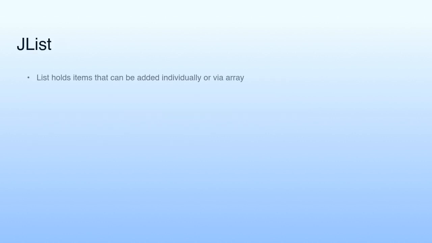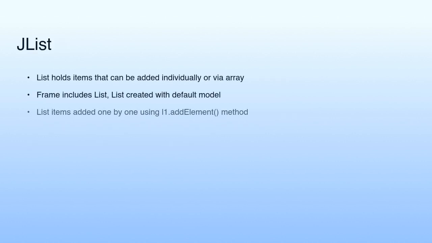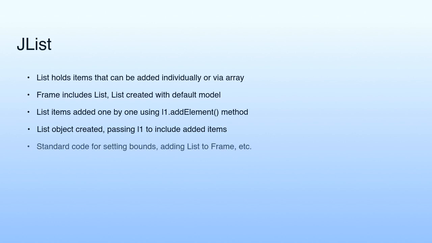List holds items that can be added individually or via an array. In the example, a frame includes a list created with a default model. List items are added one by one using the addElement method, and the list object is then created, passing the model containing the added items. Standard code sets the bounds and adds the list to the frame.